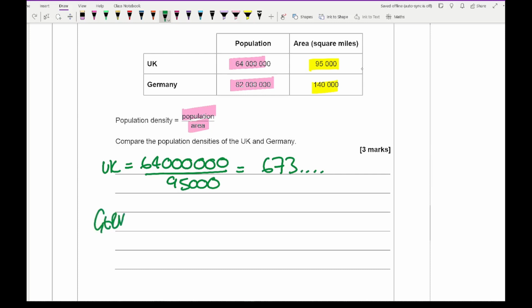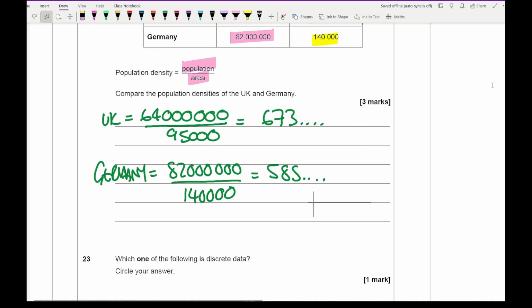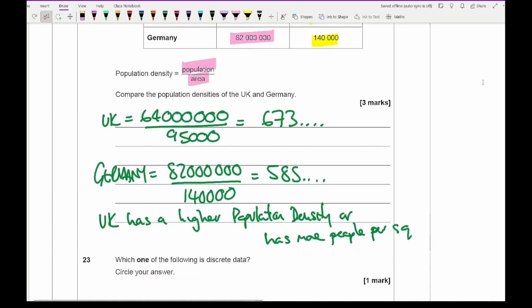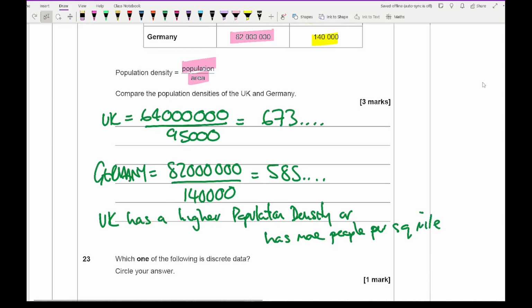Then for Germany, it's going to be 82 million divided by 140,000, and that gives me an answer of 585 point something. Now we just need to compare, so just a comparing statement. You could say that the UK has a higher population density, or you could say it has more people per square mile. Something along those lines would be fine.